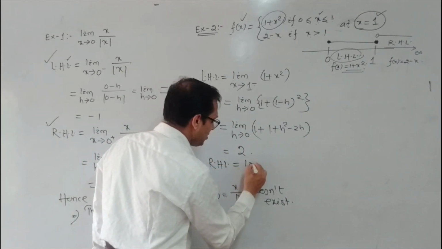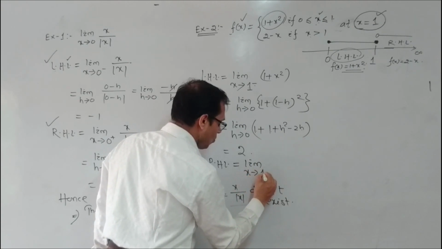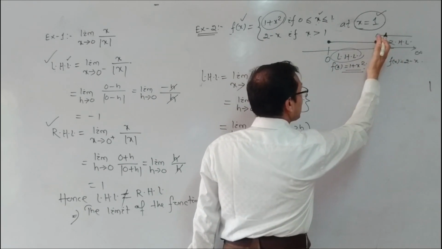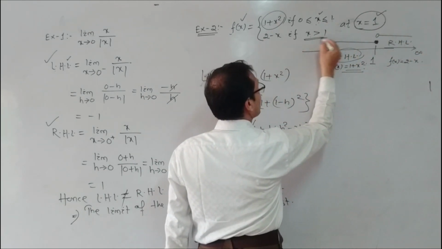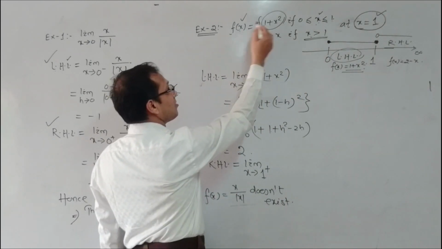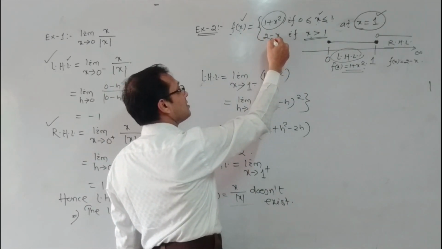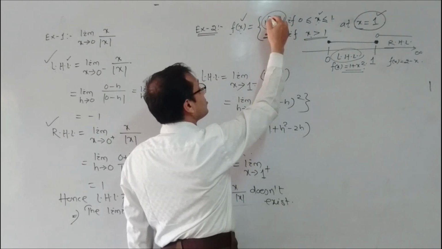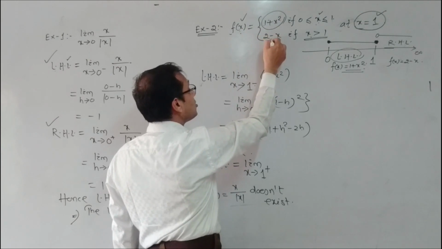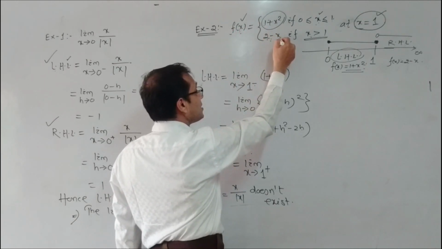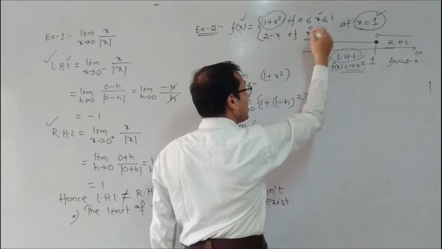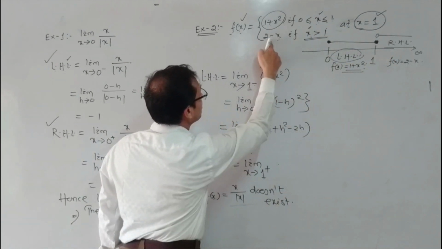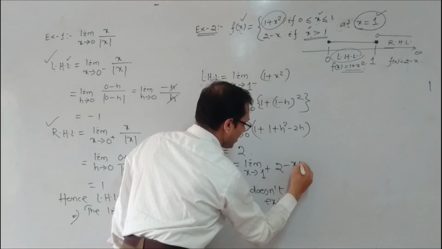Right hand limit means limit x tends to a plus. Here a is 1, and 1 plus means greater than 1. What is the value of f(x)? The value of f(x) is 2 minus x. You should not put this one when x tends to 1 from the right. f(x) should be replaced by 2 minus x when the value of x is greater than 1, that is the right hand limit. x tends to 1 plus means greater than 1, so f(x) should be replaced by 2 minus x.